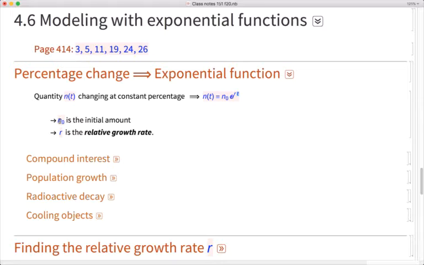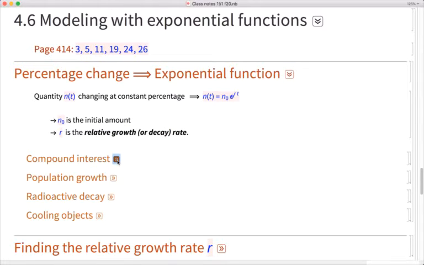Right? So this n sub 0 is the initial amount that you start with of whatever it is, and this r, this constant that's upstairs in the exponent spot, t is the variable, is called the relative growth or decay rate. If the thing is changing by losing a certain percentage, then we'd call it the decay rate for the function.